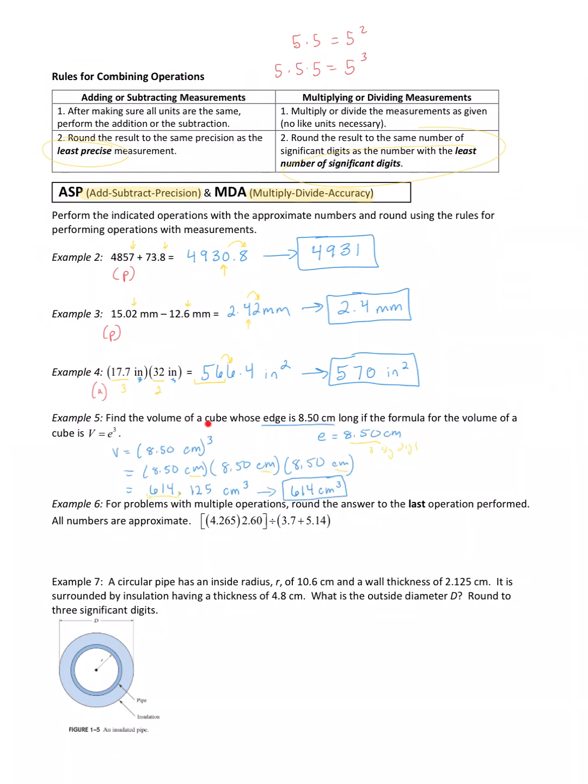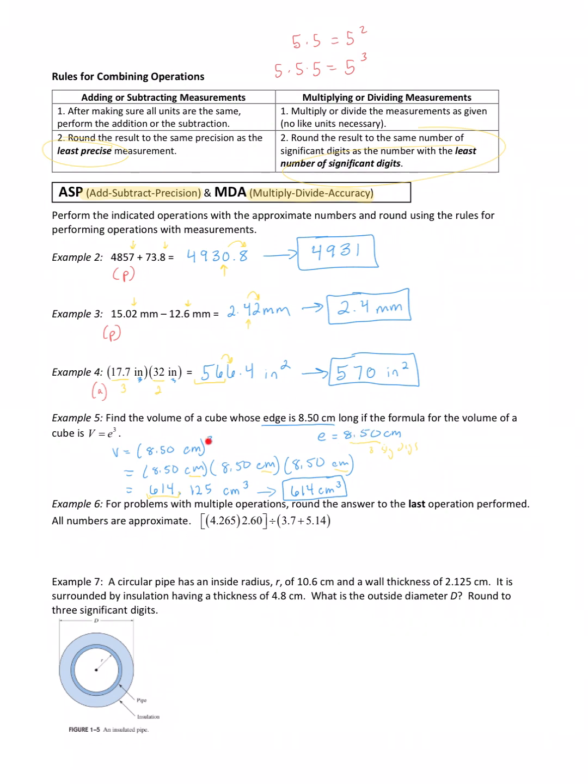Okay, so find the volume of a cube whose edge is 8.50 centimeters long if the formula for the volume of a cube is V equals E cubed. So I wrote out that E is 8.50 centimeters, which is 3 sig digs. Remember, the zeros at the end of a decimal are considered significant. So we have to substitute 8.50 centimeters in for E.